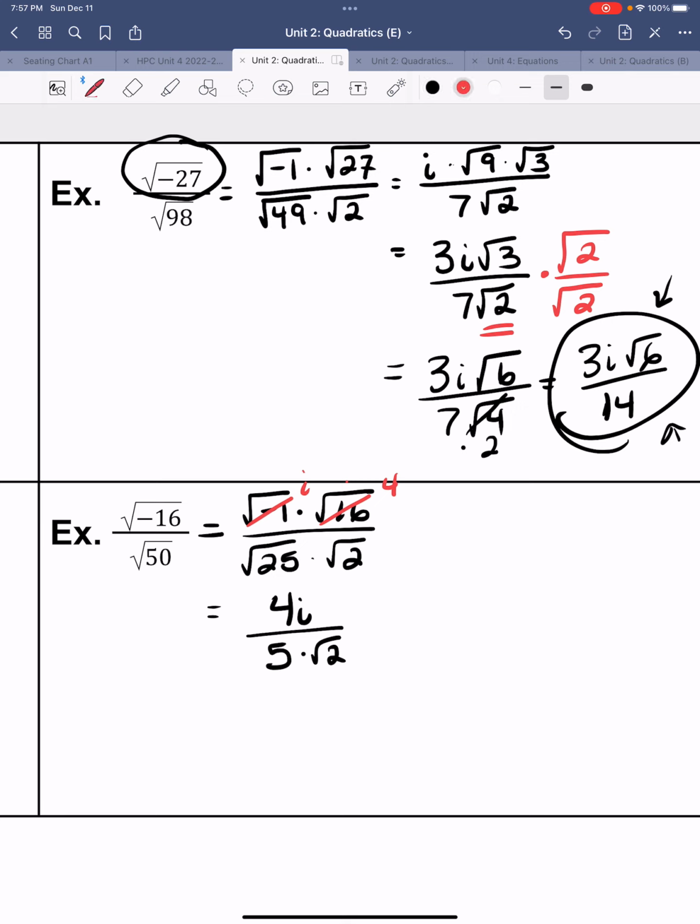Again, if I have a radical in my denominator after I've fully simplified, I'm just multiplying by that radical. Square root 2 over square root 2. It's called multiplying by a smart 1. So I get 4i root 2 over 5 times root 4, which gives me 4i root 2 all over 5 times 2.